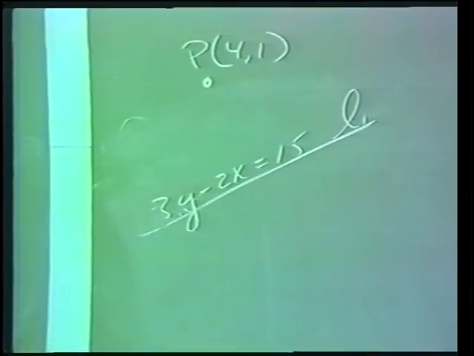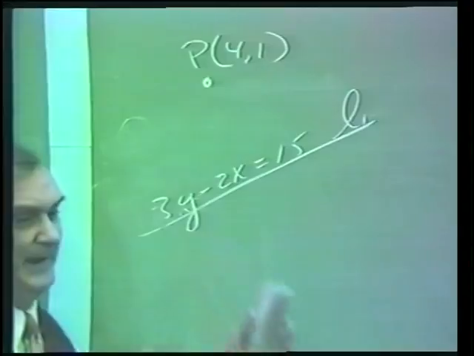Find the equation of a line that passes through point P and is parallel to L1.